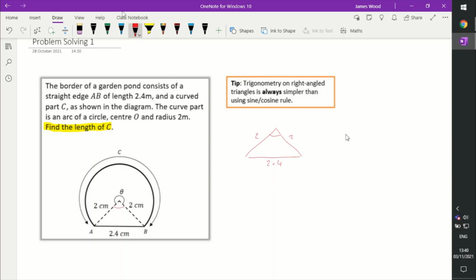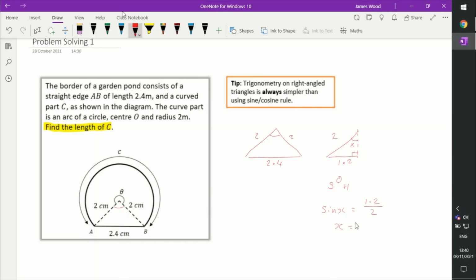The easiest way to do it is actually to split it in half, and then we could just use right angle triangle trigonometry instead. So if I split it in half, I then get a right angle down here. This length is obviously halfway, so it's going to be 1.2, and this diagonal is also 2. And I can try and find this angle up here. Maybe I'll call this angle X. So now I've got the opposite and I've got the hypotenuse. It's going to be sine. So sine X is 1.2 over 2. And then we can find X from that.